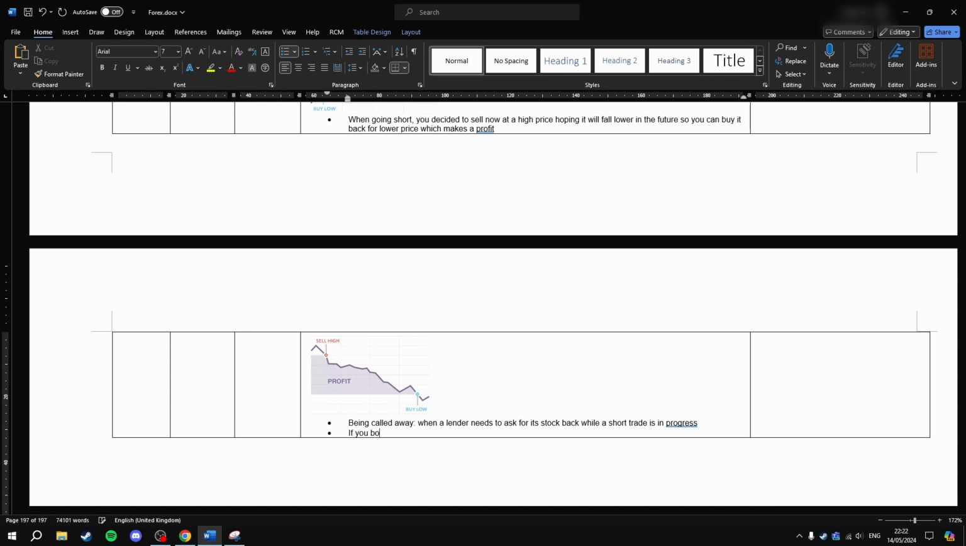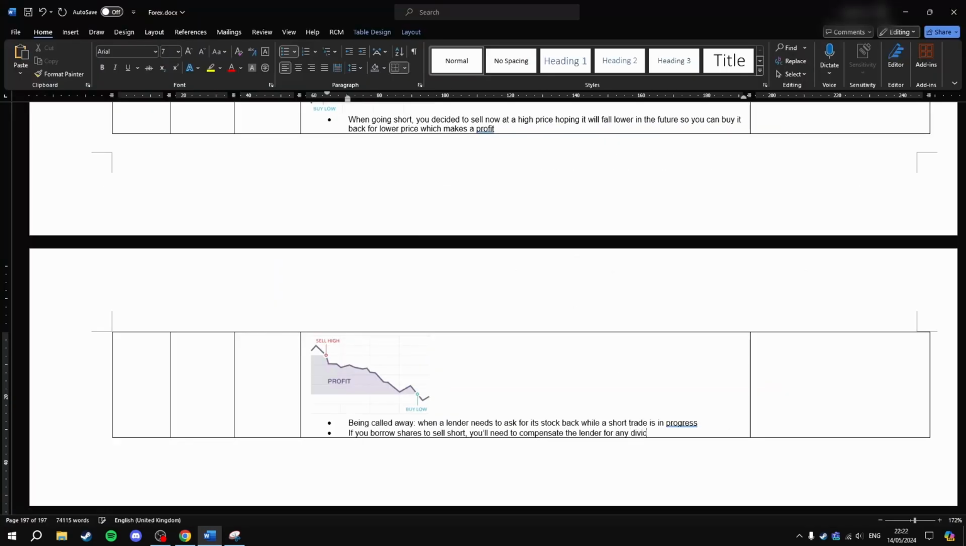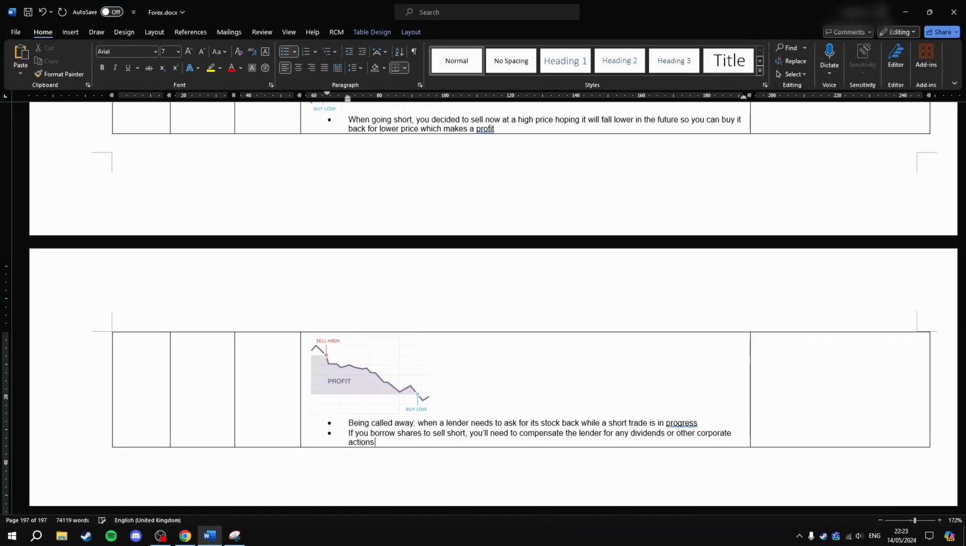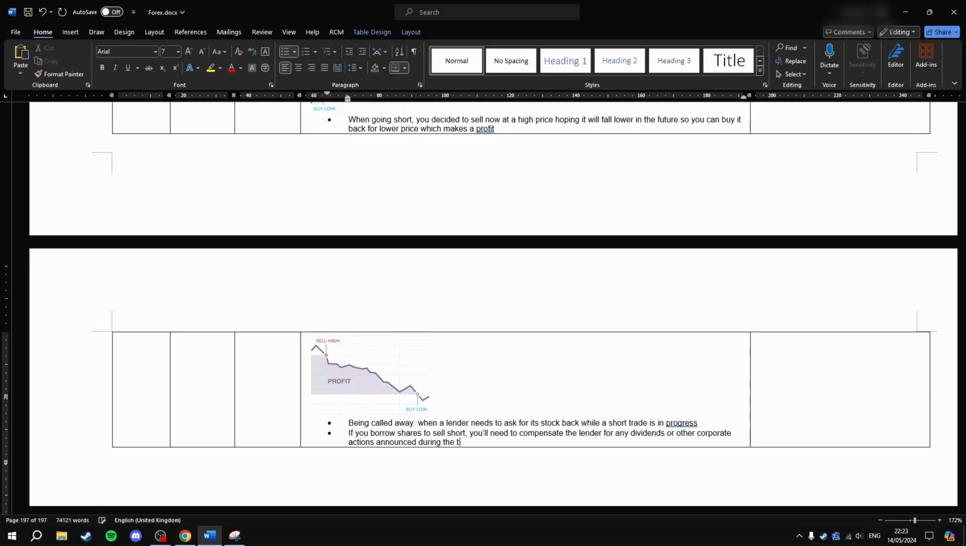So if you borrow shares to sell short, you'll need to compensate the lender for any dividends or other corporate actions announced during the borrowing period.